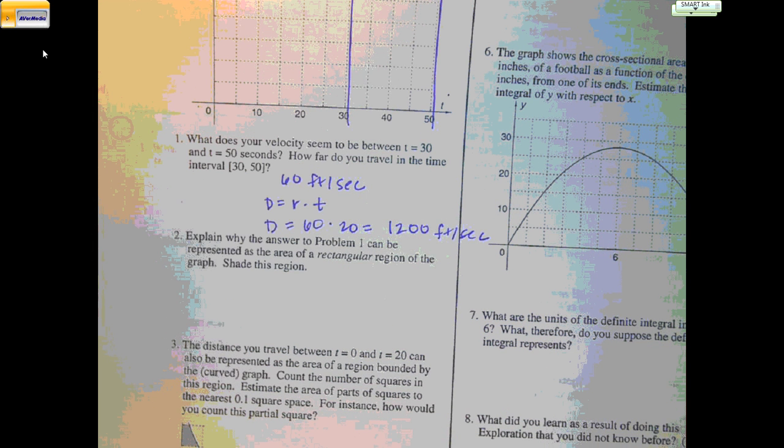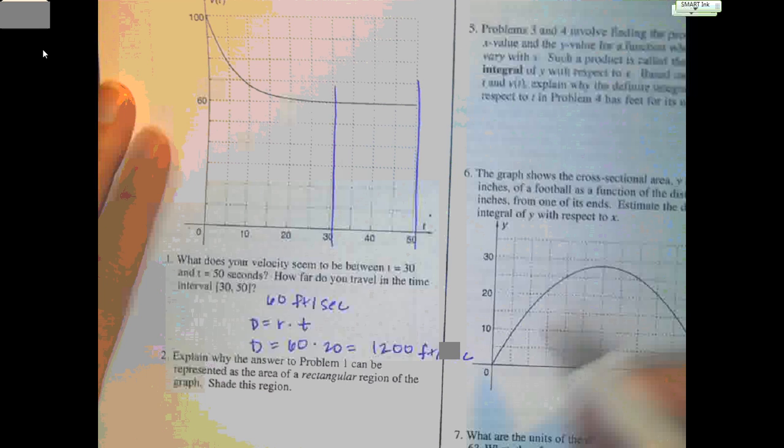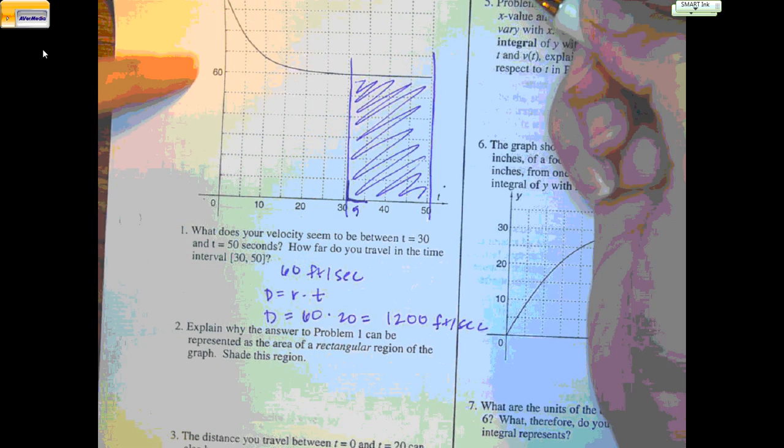Number 2. Explain why the answer to problem 1 can be represented as the area of a rectangular region in the graph, and shade the region. We're not going to write the answer, we're just going to talk about it. They say that if you find the area of this space right here, that is the answer. Well, let's think about this. Each box is how long? Isn't that 5 seconds? Right, 5? And as far as each unit, isn't it 10? What's 10 times 5?